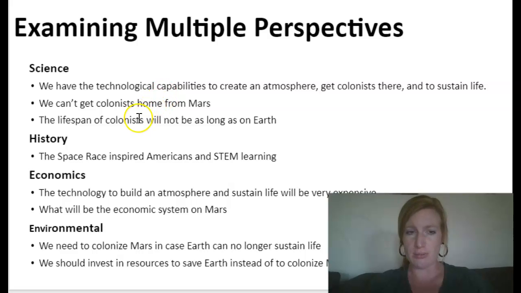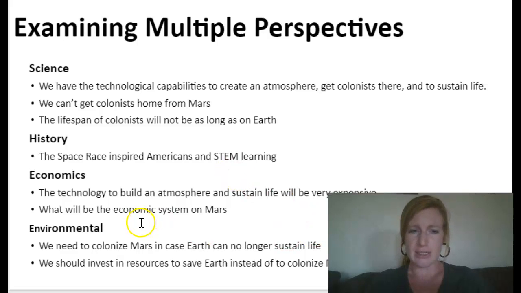When we're thinking about this prompt, for history, we might want to consider the space race, which inspired Americans in STEM learning. And so if we have that historical context, we might want to think about that as we're developing our argument. So is that a positive? Was the space race a really positive thing for Americans?